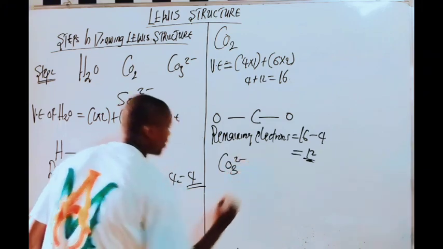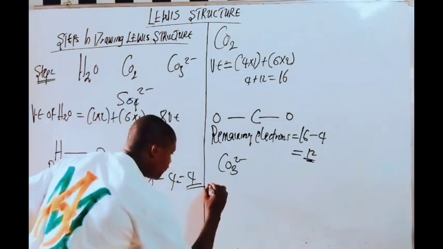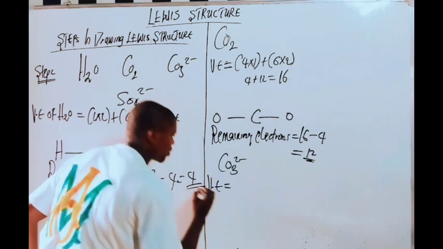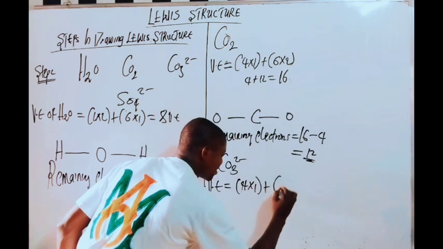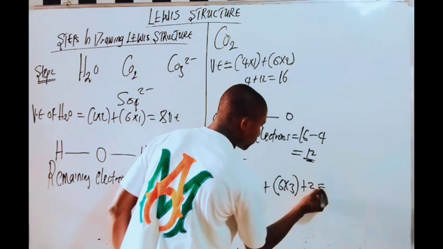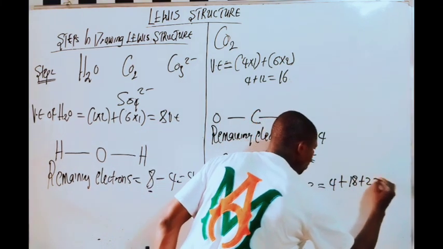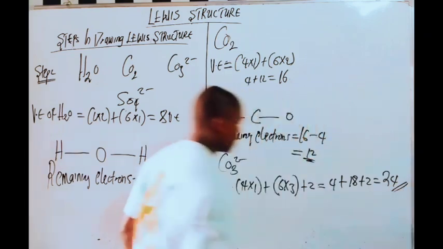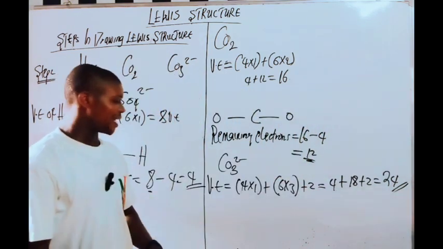Here we have CO3 2 minus, right? Now let's draw the skeleton of this one. My valence electrons are 4 times 1 plus 6 times 3 plus 2. That gives 4 plus 18 plus 2, which is 24. So my valence electron for CO3 2 minus is 24.